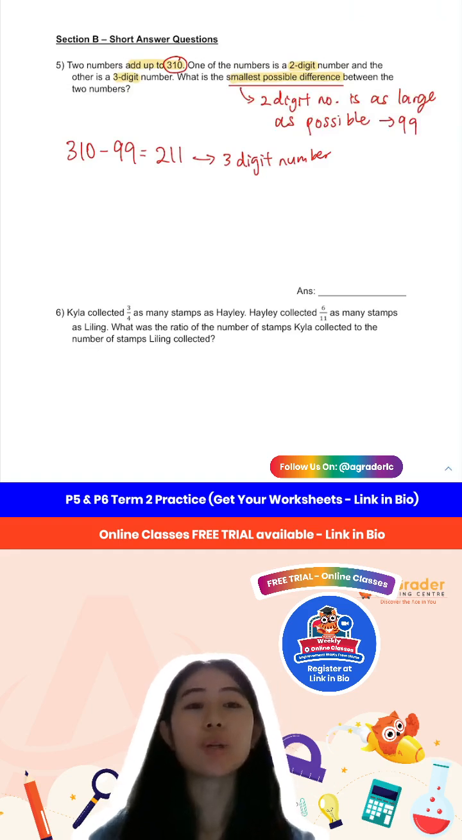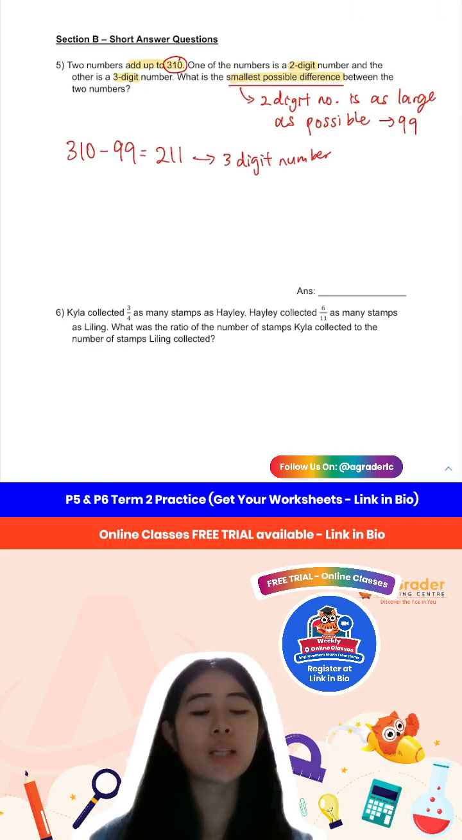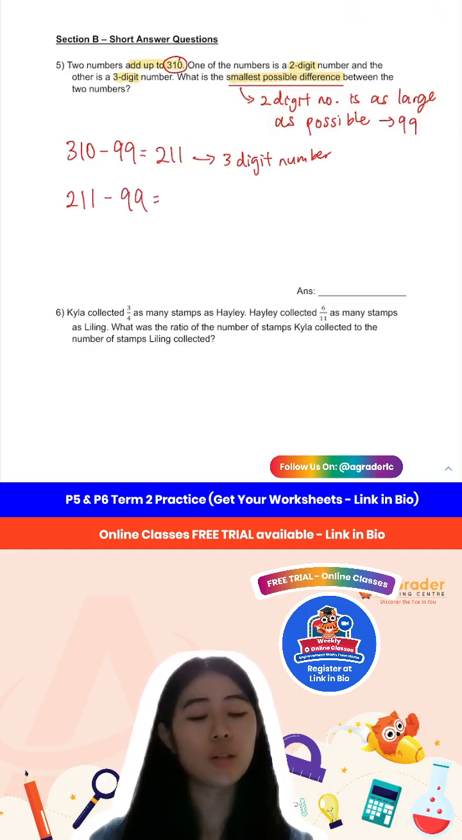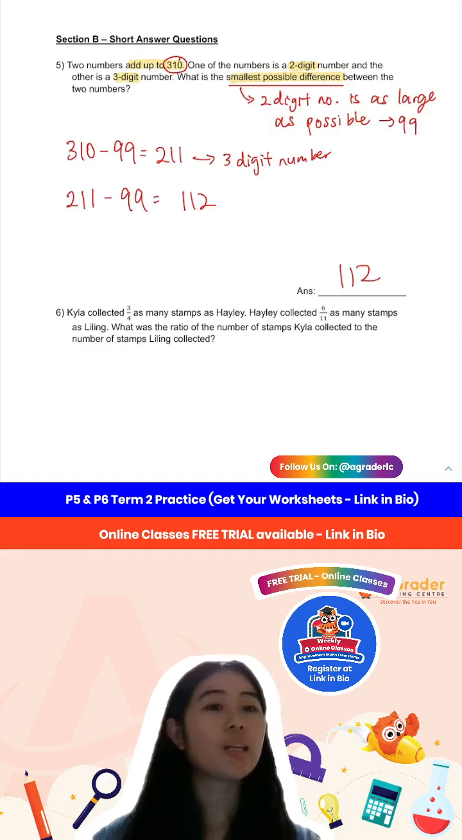But you're not done yet because the question wants the difference, right? So the keyword difference means minus. So use your three-digit number minus your two-digit number to get their difference. 112 is the answer. So I think most of you got it correct, other than one person who said 122, which is probably a careless mistake. Most of you said 112.